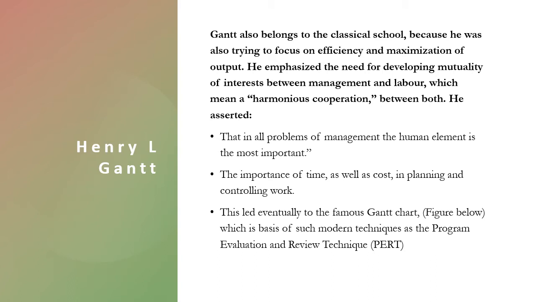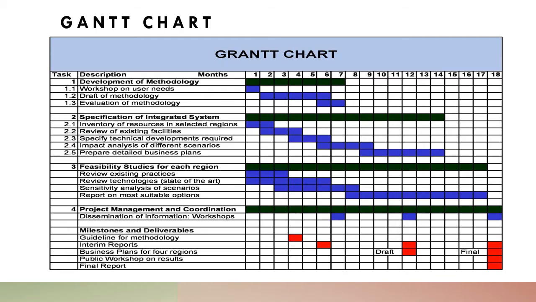This led eventually to the famous Gantt chart. In the next slide I will show you the figure which is the basis of such modern techniques as the Program Evaluation and Review Technique. So basically he gave the idea of evaluating the work of workers of an organization, or workers in a state, by giving a chart that is much related to the current Program Evaluation and Review Technique, known as PERT. So this is the Gantt chart.